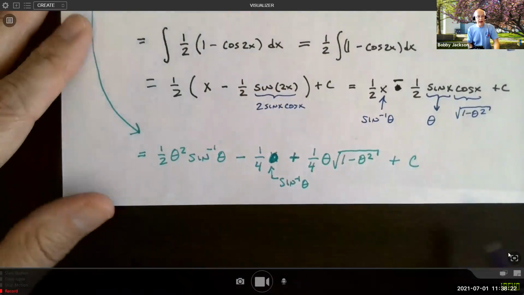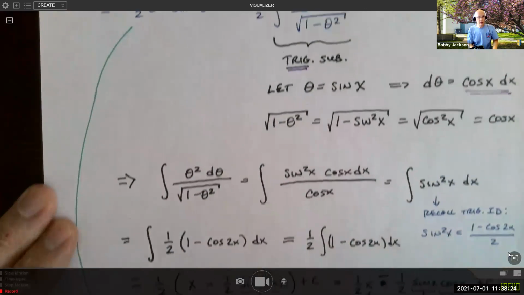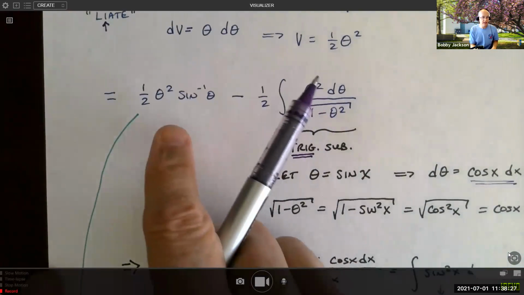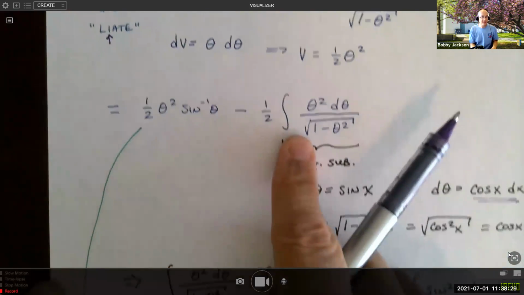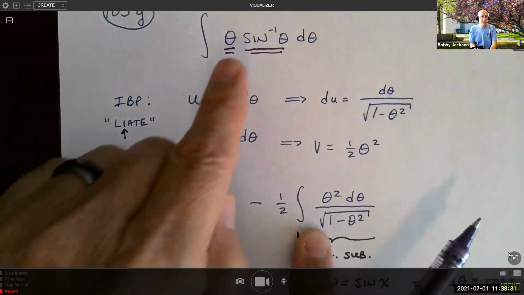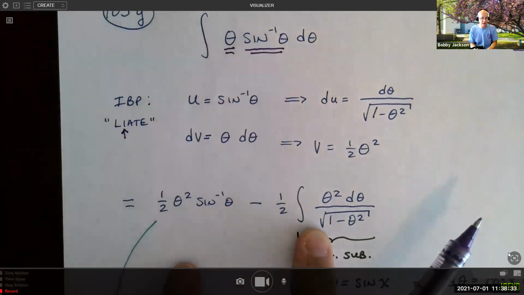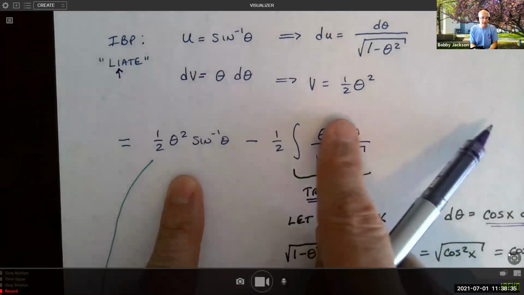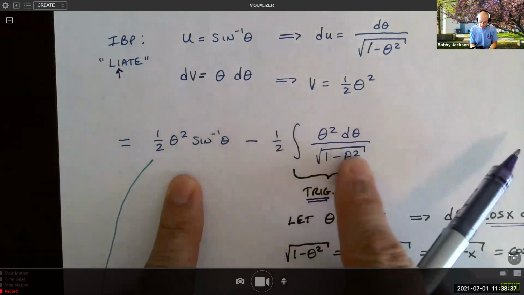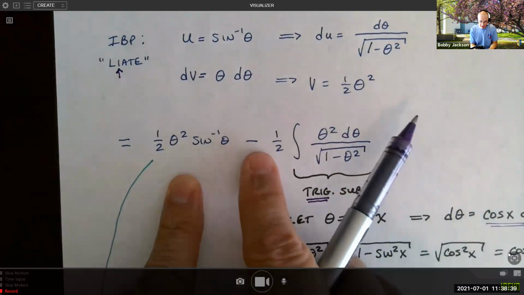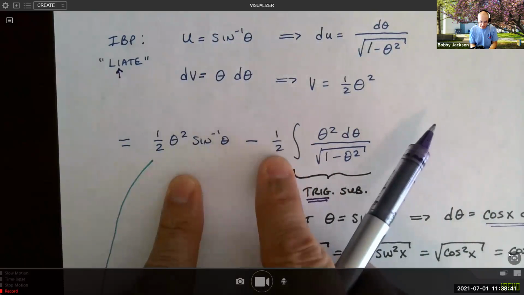Now I go back to the original. Here's what I was wanting to get, right? Here's my original antiderivative of the original. After using integration by parts, I got to here. So I'm going to simply plug in the results that I got for the trig substitution. I need to multiply by -1/2 though. -1/2 times what I got.